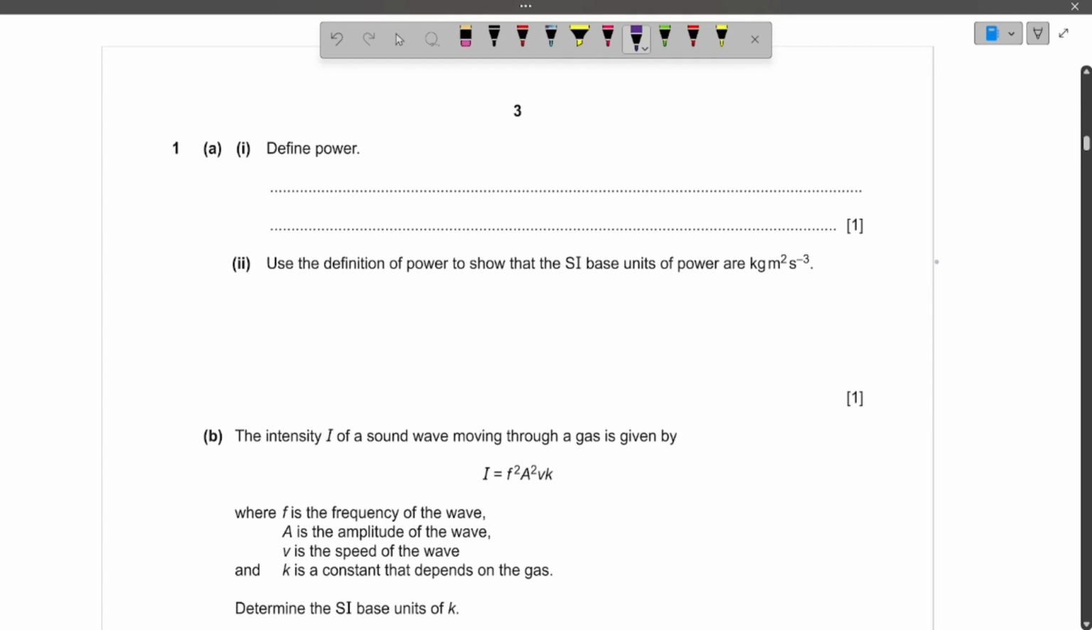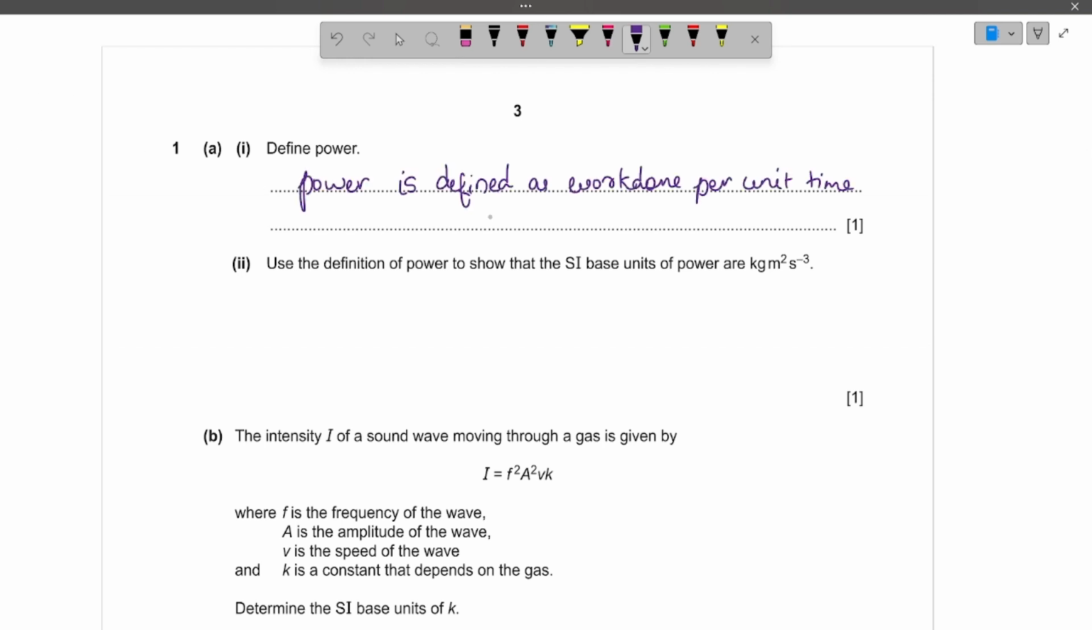So as we know, power is defined as the work done per unit time. Or you may say P is equal to the energy over time or the work done over time. So you may state this equation also, you'll be rewarded by 1 mark.